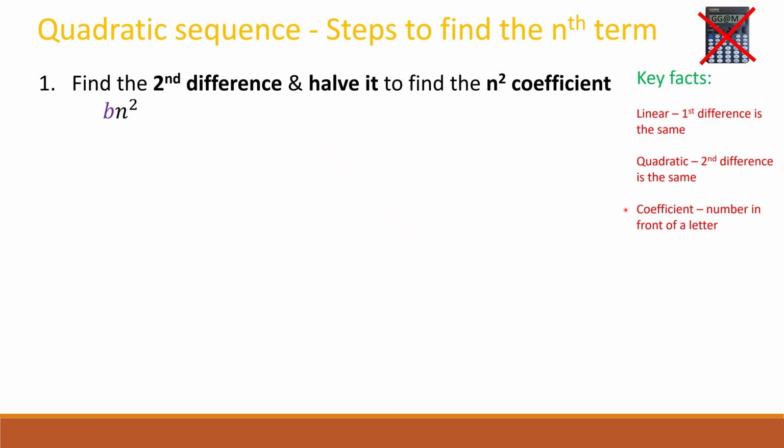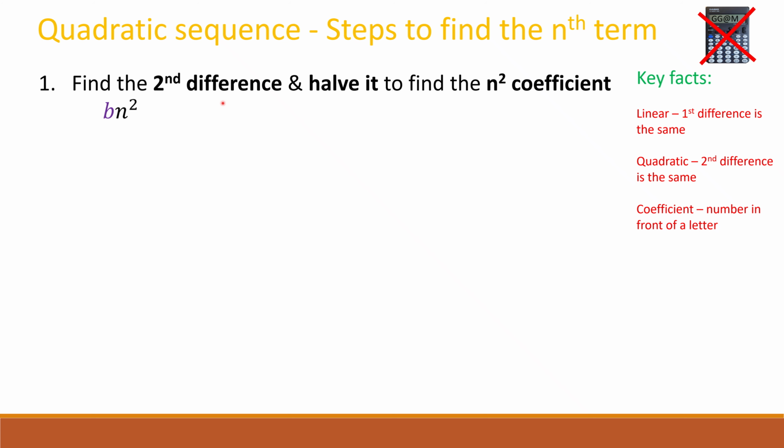Now this word coefficient here is the number in front of a letter. In this case, it's the letter B, so it's B lots of n squared. Normally when you write a quadratic, you would probably start with the letter A, but because I used A earlier when I did the linear sequences, I'm keeping with the same form, so I've just called it B, the next letter in the alphabet.